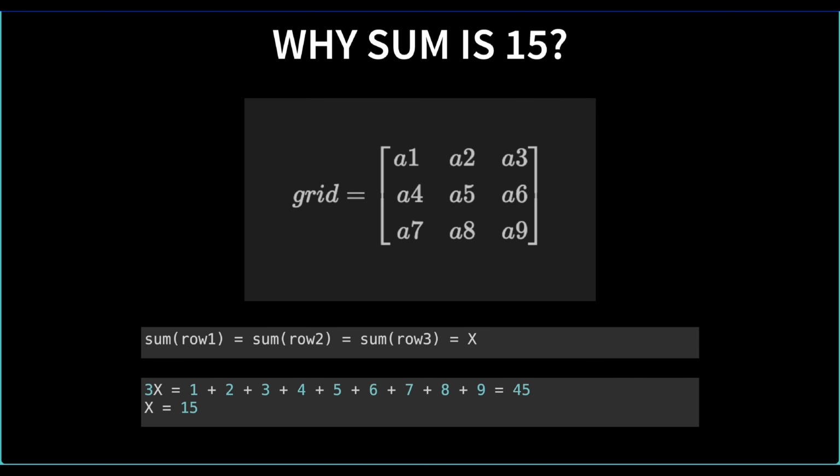But why is the sum of elements in each row, column or diagonal in a magic square equal to 15? Let's see why. Suppose the sum of the elements in the first row is equal to x, and because it's a magic square, the sum of the elements in row 2 or row 3 is also equal to x. Now let's add the sums from these three rows. We will get 3x on the left side and it will be equal to the sum of all the elements. And we know that in a magic square we have elements from 1 to 9, and when we sum them up we get 45. Now 3x is equal to 45, so that is why x is equal to 15.